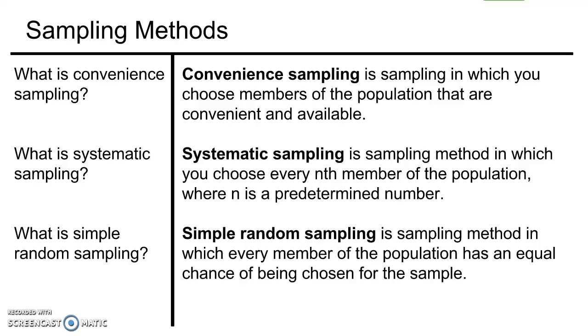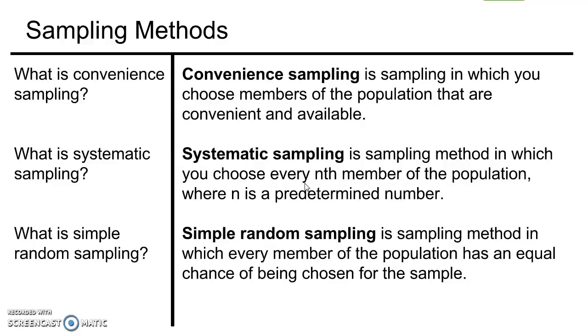Systematic sampling is when we pick some kind of an interval, like every 5th person, every 10th person, something like that, every nth member where n is a predetermined number. That is how we select our sample with a systematic sample.